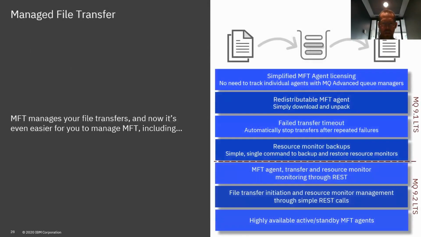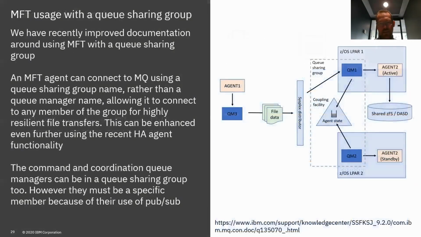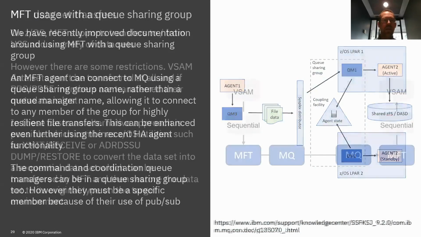Okay, I can't remember how many slides I've got left, so I'm just going to skim over a few things. We've done managed file transfer enhancements as well. Particular things that are relevant to zOS: we've provided guidance for setting up MFT agents, which are the things that do the file transfer, and having them connect to a queue sharing group, giving you enhanced availability.